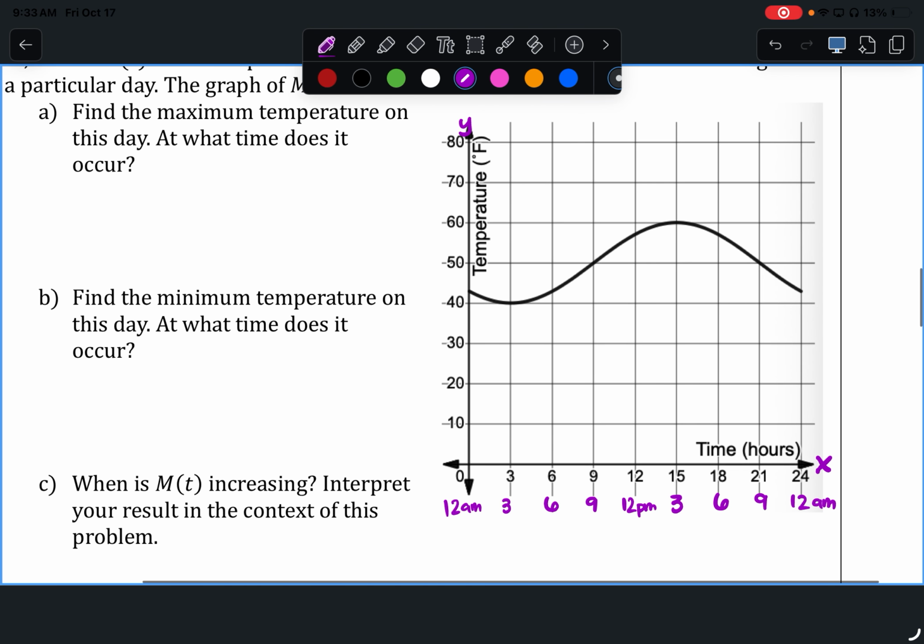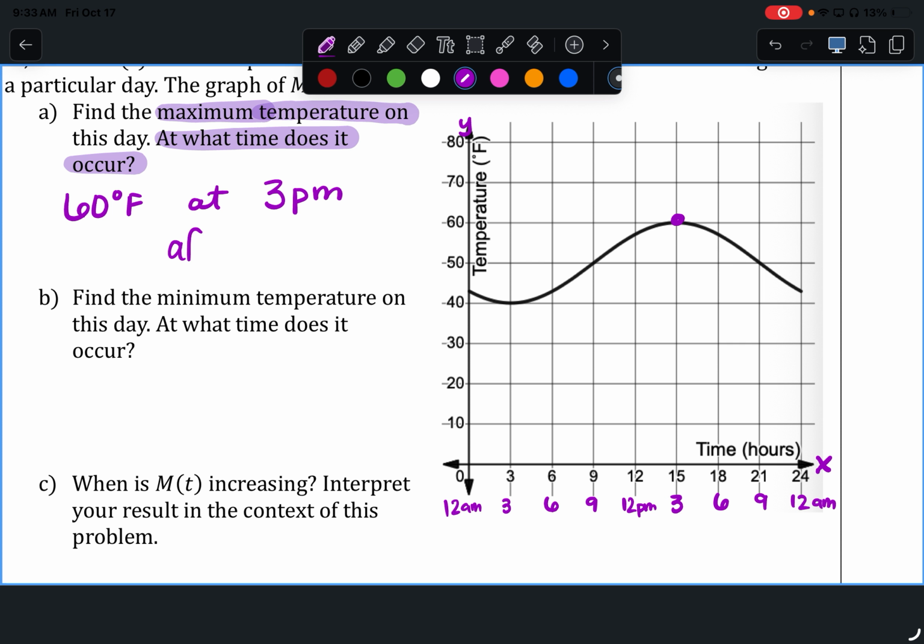So find the maximum temperature on this day. What is the maximum temperature on this day? 60 what? Yep. So the maximum temperature is 60 degrees Fahrenheit. And then it asks us, at what time does it occur? 3 p.m. You could also answer that after 15 hours. I'm good with either. Whichever one makes more sense, you can use.